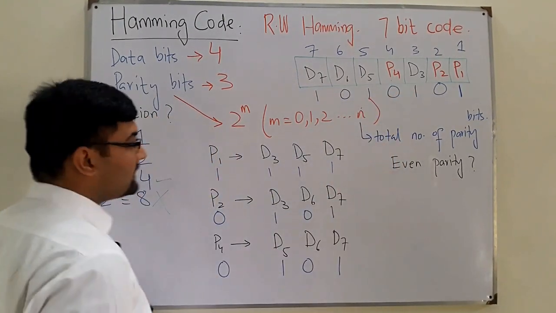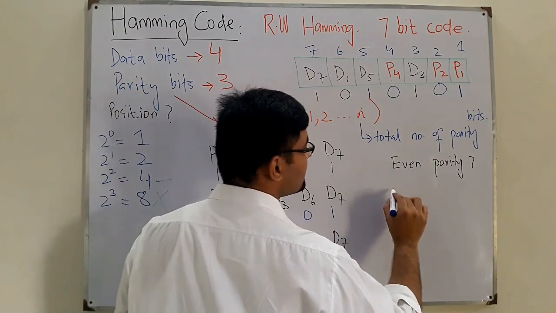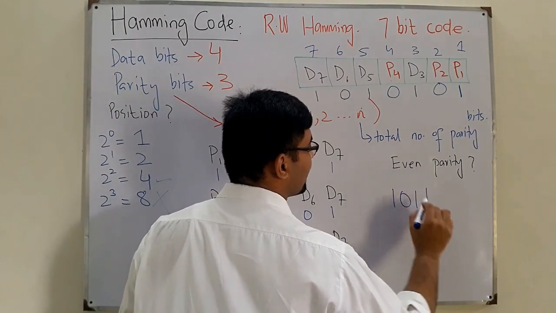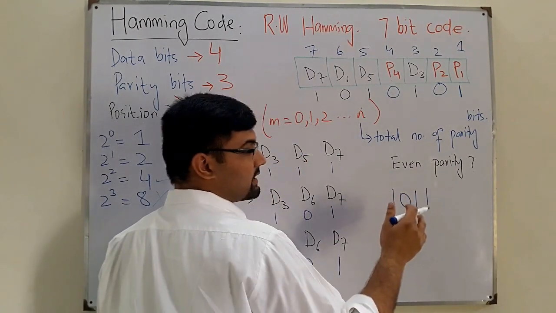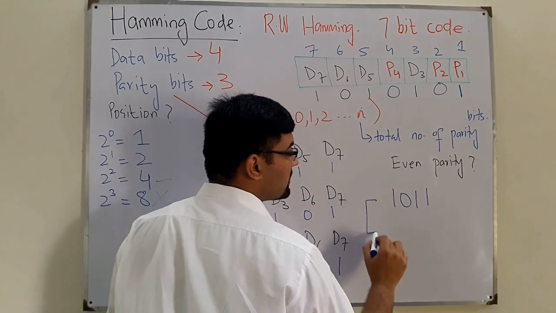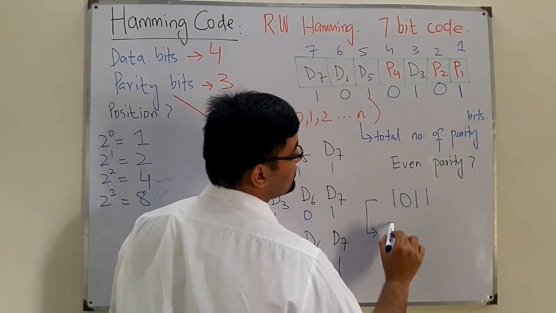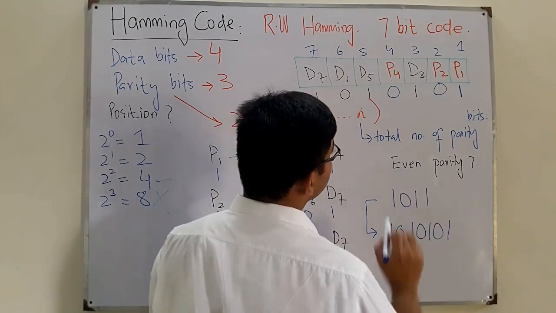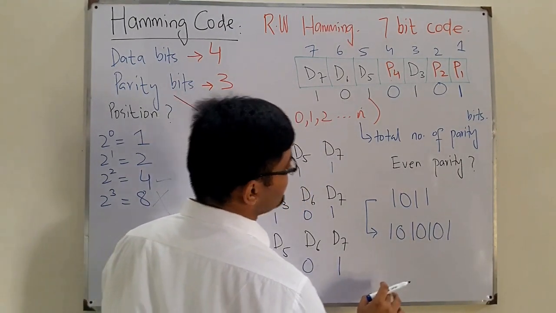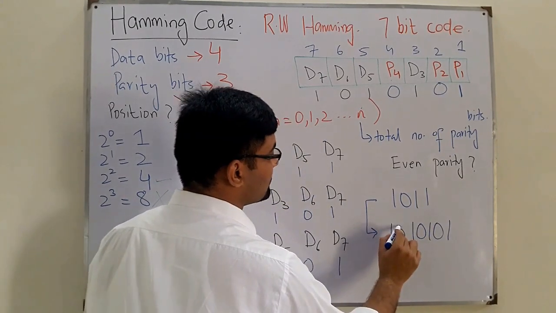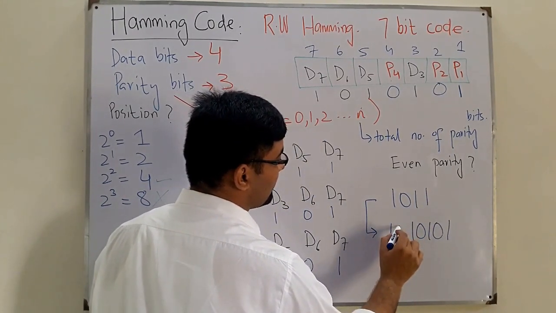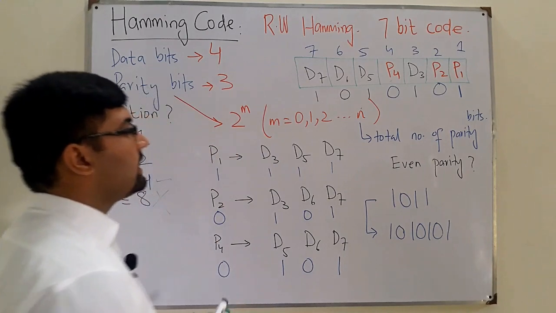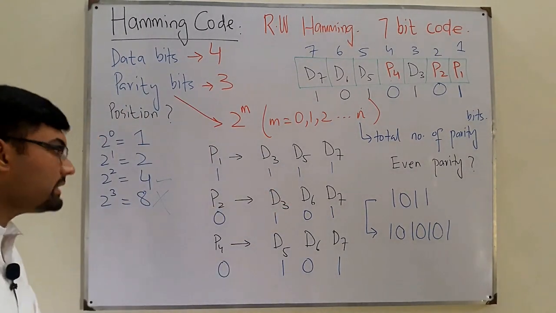So now you understand that for transmitting 1011, in place of transmitting it directly, with the help of the Hamming code, you need to transmit 1010101. Yes, this is what you need to transmit with the help of the Hamming code, all right?